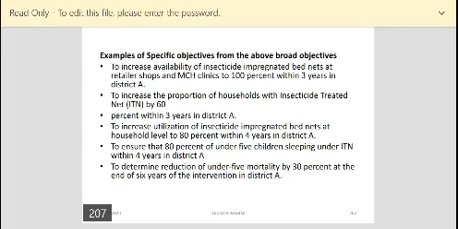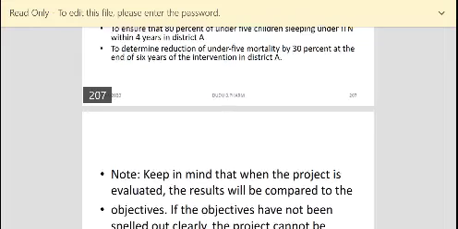But also, you can take increasing utilization, or to increase the proportion of households with the insecticide treated net by 60% within 3 years in District A. But it can also be to increase utilization of insecticide impregnated bed nets at a household level to 80% within 4 years in District A, or to ensure that 80% of under 5 children sleep under insecticide-treated nets within 4 years in District A, or to determine reduction of under 5 mortality by 30% at the end of 6 years of the intervention in District A.